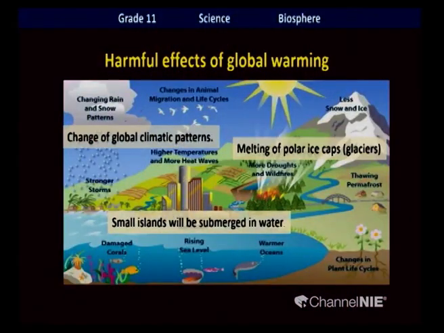So therefore, in the future, at this rate, if global warming increases, some of these small islands can get completely submerged or go underwater. So these are the main harmful effects of global warming: melting of ice, increasing of water level in the ocean, thermal expansion of seawater, and changing of world climatic and weather patterns.